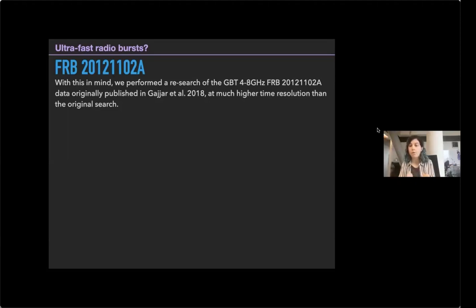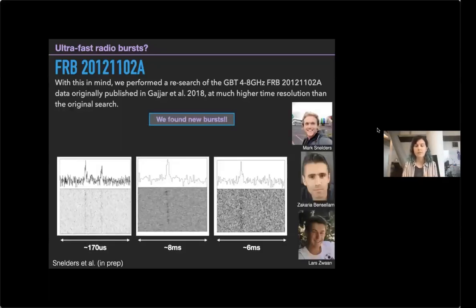And we also coherently de-dispersed the data to remove, or to limit, the effect of dispersion smearing. And in this search, we actually found new bursts. This is work that's led by Mark Snelders and also bachelor students Zakaria bin Salim and Lars Van. And these bursts are incredibly narrow, with this burst having 3 components, maybe a few microseconds wide each.